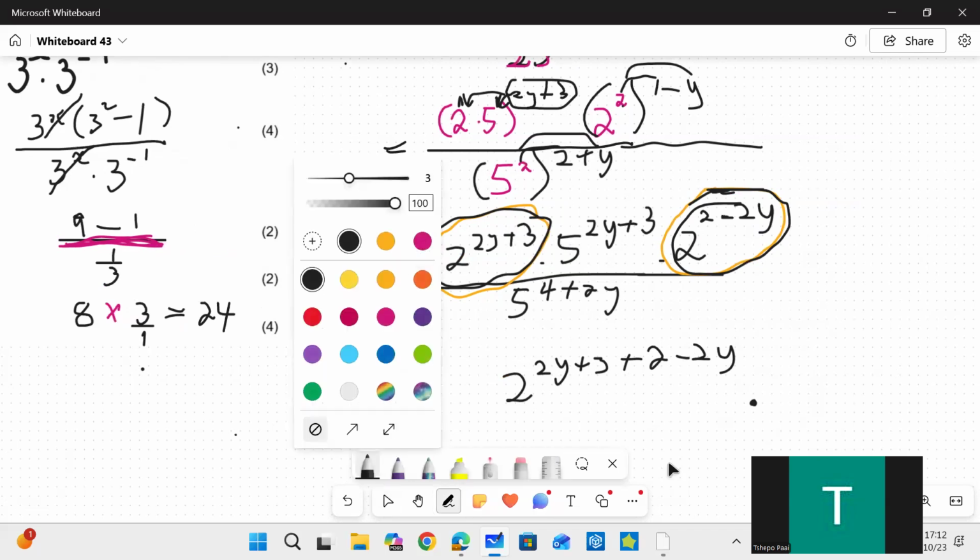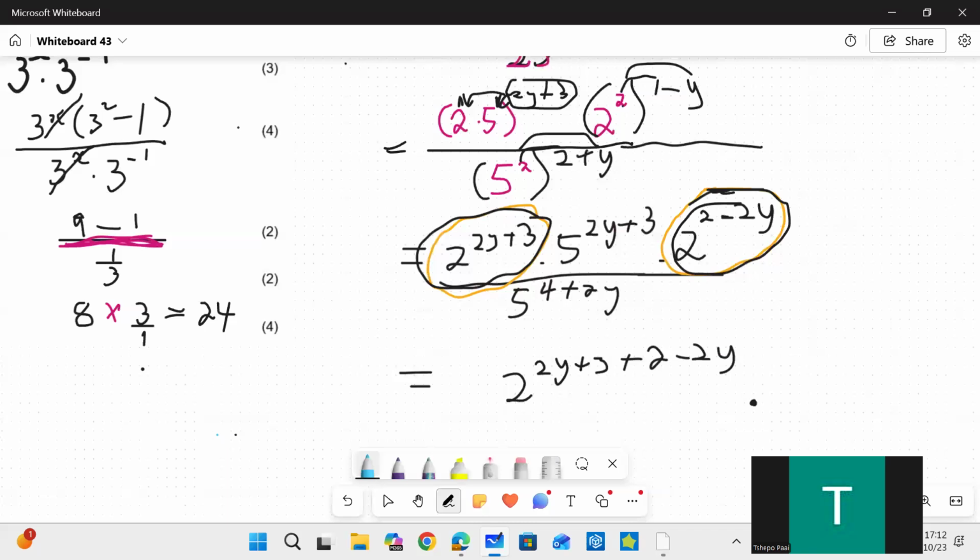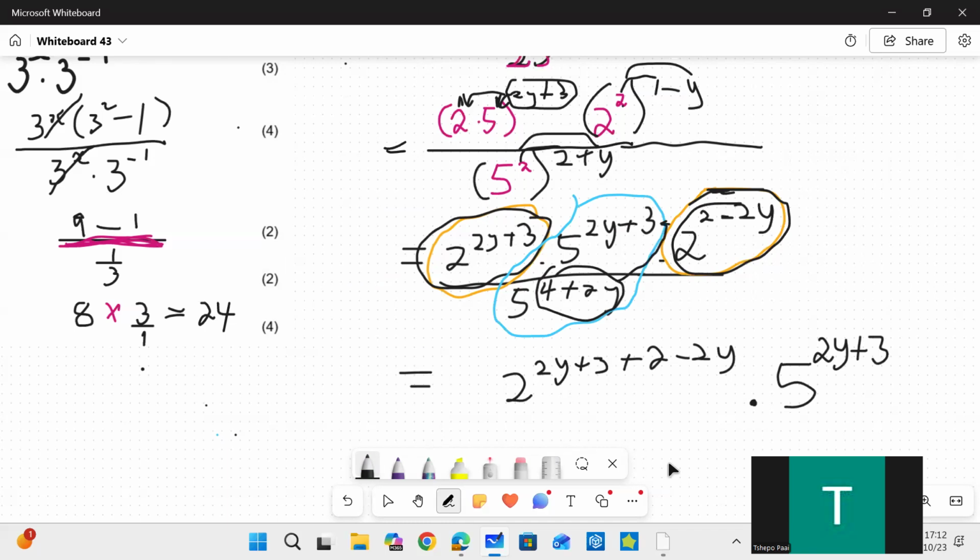Now let me use a different color again here. Realize that these two also have the same base, which is base 5. And we are dividing. When you divide powers that have the same base, you subtract. So I will take this 5 to the exponent 2y plus 3. These ones will be subtracted up there. So this 4 is positive, when you subtract it, it will be negative. That 2y is positive, when you subtract it, it will be negative 2y.